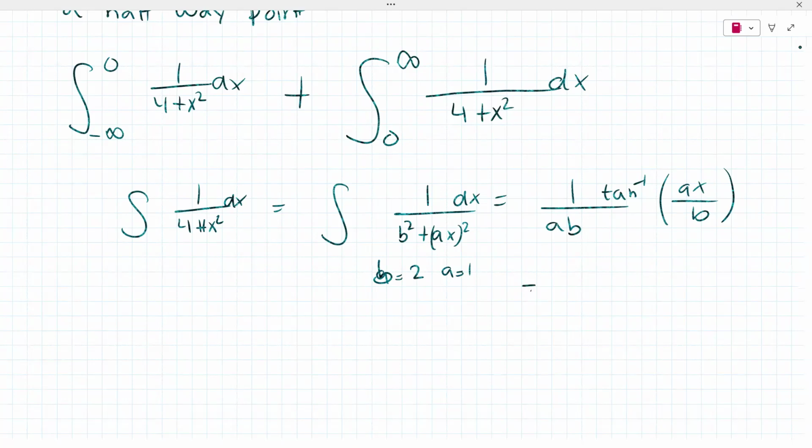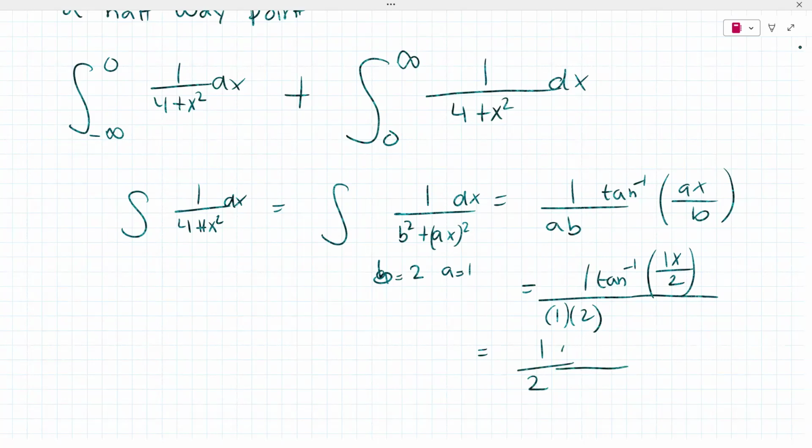So that is going to be 1 over ab, where a is 1 and b is 2, times the tan inverse of ax over b, where a is 1, x, and b is 2. So I guess this is going to be 1 over 2 tan inverse of x over 2.